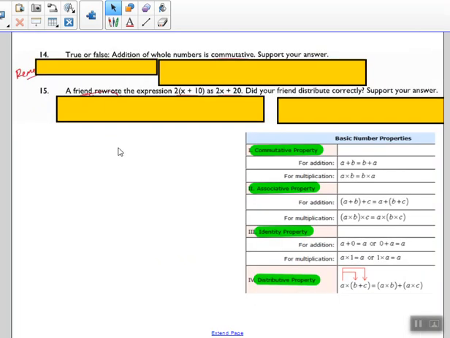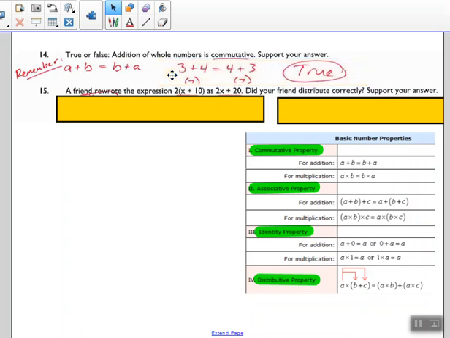The next problem, 14, another true or false. Addition of whole numbers is commutative. Support your answer. We got to figure out if this statement is true or if it's false. So remember, the commutative property is one where if I add two numbers together, the order doesn't matter. The root word of commutative is commute, and that means to change positions. So think of this like 3 plus 4 and 4 plus 3. Do I get the same answer? Well, yeah, I do.